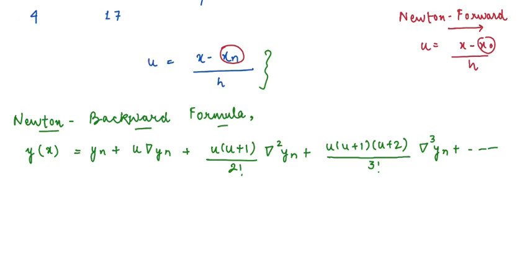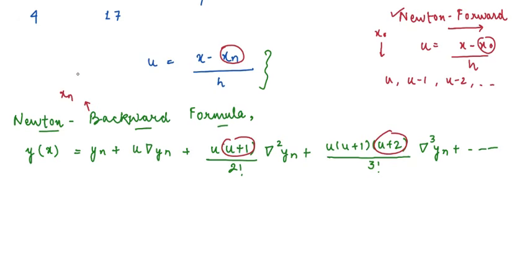Now, students often ask why Newton forward contains u minus 1 and u minus 2 terms, while Newton backward contains u plus 1 or u plus 2. The reason comes from the direction in which we construct the interpolation formula. For the forward interpolation, we start from x0 and move forward through the table. Therefore, the factors become u, u minus 1, u minus 2, and so on. For the backward interpolation, we start from xn and move backward.